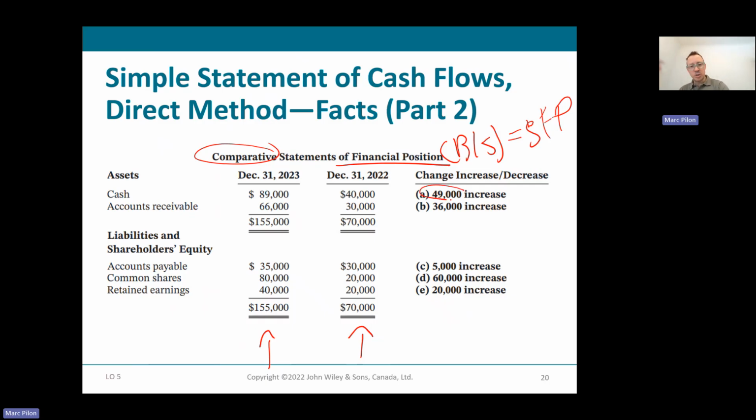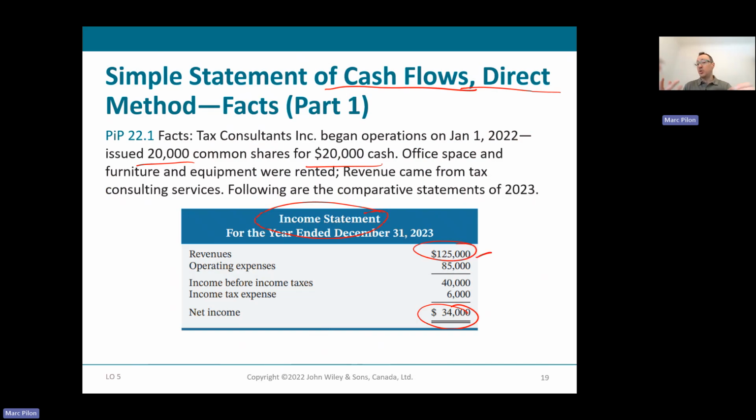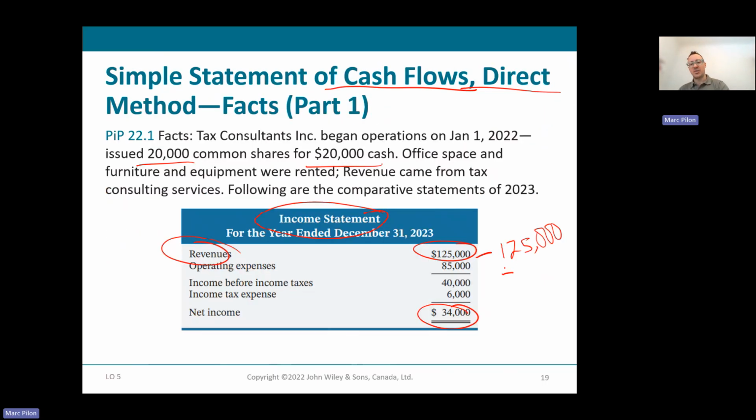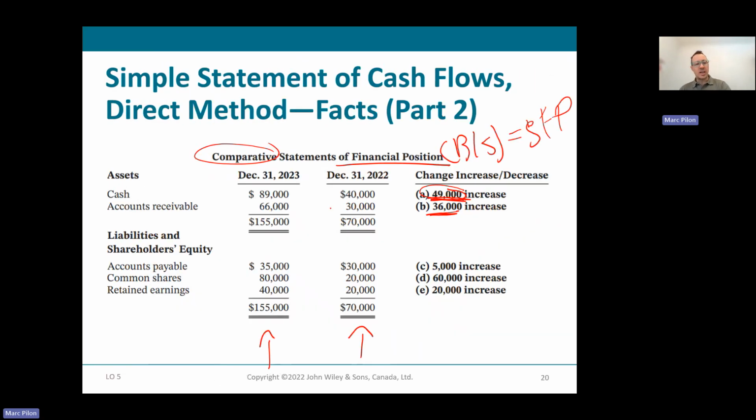This is what we're trying to get to. We're trying to explain this difference of 49,000. Accounts receivable went up, right? So I had sales here. I would assume that I received 125,000 in cash from my sales, but my accounts receivable were up 36,000, meaning I didn't collect 125. I collected $36,000 less. So that'd be 89,000, I think, right? The difference is I collected $36,000 less.